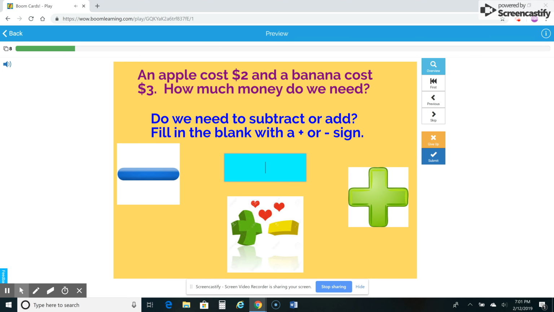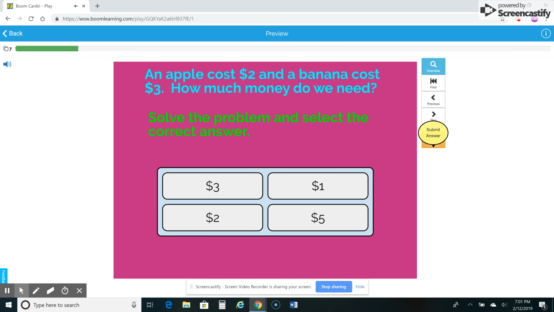Our next slide has an apple costs $2 and a banana costs $3. How much money do we need? So do we need to subtract or add? We have to fill in the blank. And with this, we're going to add. And it shows us the correct answer.